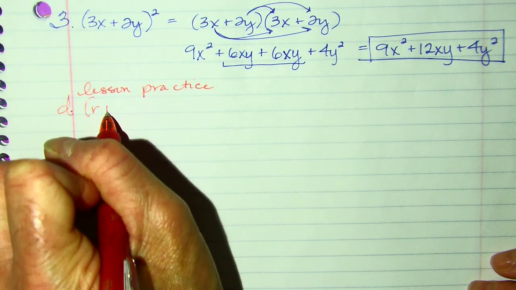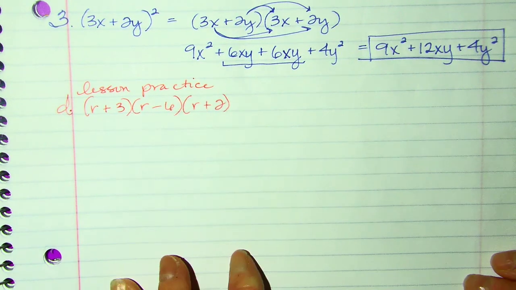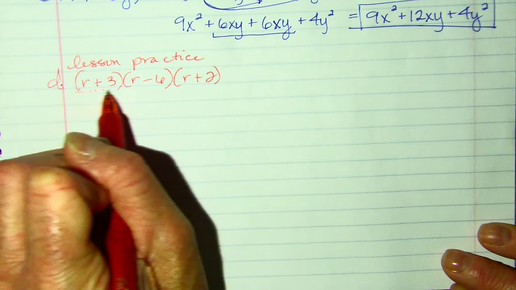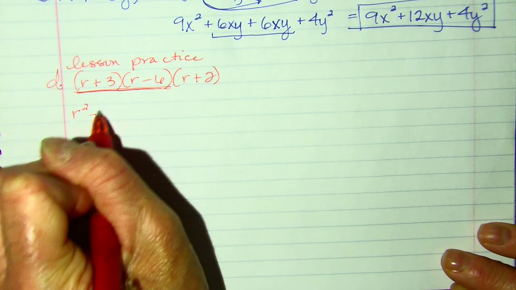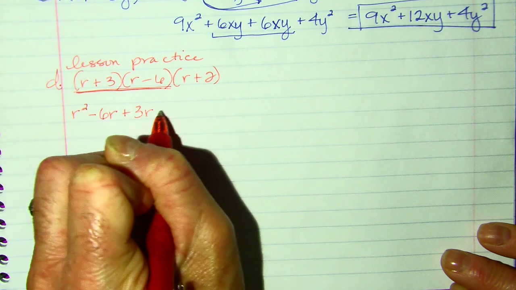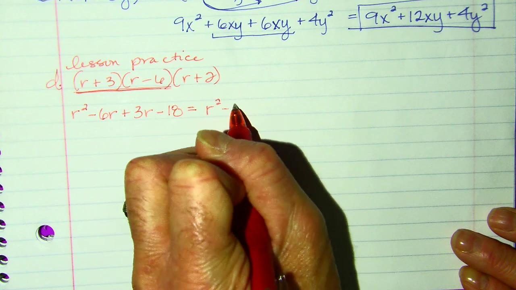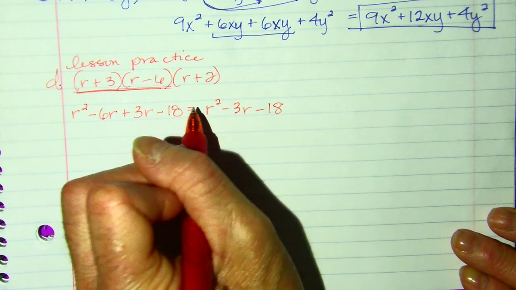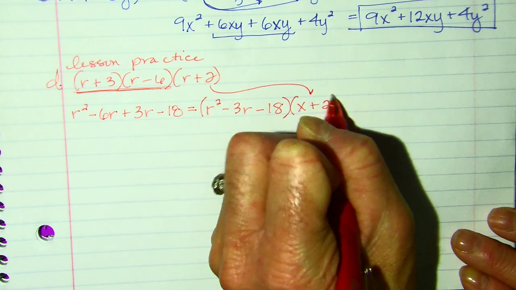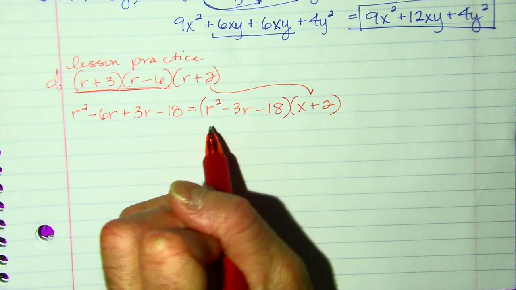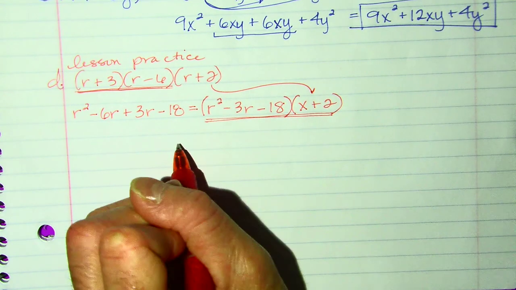D asks us to multiply r plus 3 times r minus 6 times r plus 2. And we can only do 2 at a time. So I'm going to start with these two. That gives me r squared minus 6r plus 3r minus 18. That gives me r squared minus 3r minus 18. I'm going to put parentheses around that, and I'm going to bring this one here. And now I'm going to distribute these two polynomials. So now I'm multiplying these two. Okay?